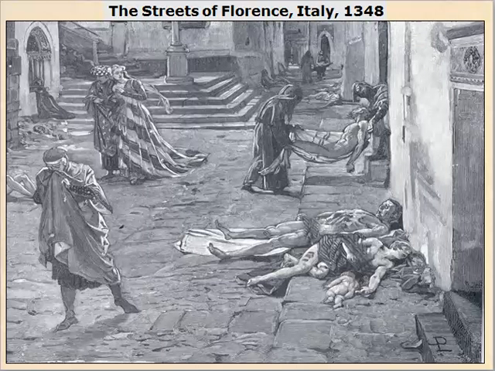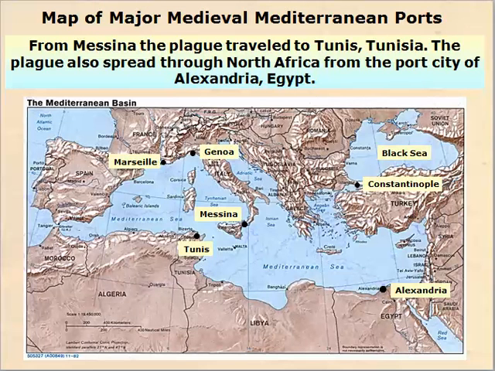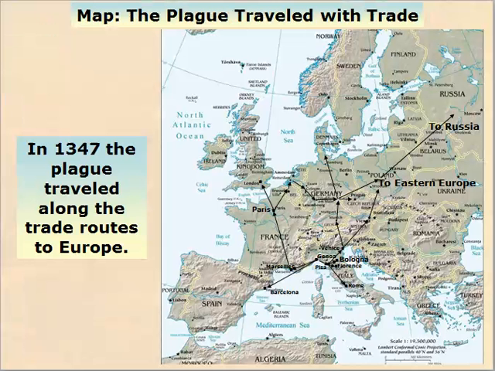This is how it was depicted in the streets of Florence after the devastating plague had hit. You could see people lying dead on the streets. Just a horrific sight. Here's a map here just to give you a better idea. You can pause it for your own satisfaction if you like.